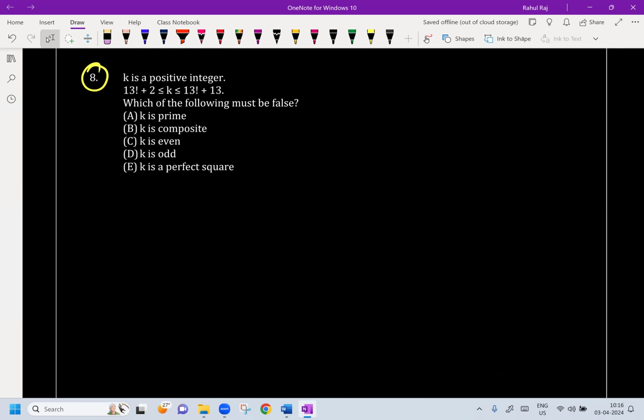So 13 factorial. It says that k lies between... Do we find the unit digit? No, no, no, it has got nothing to do with the unit digit. We find the factorial.